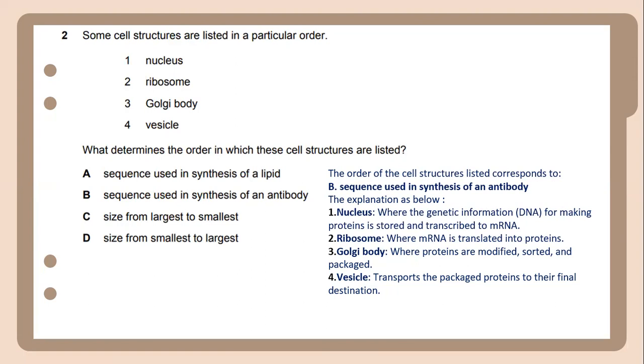as below. Nucleus is where the genetic information, DNA, for making proteins is stored and transcribed to mRNA. Ribosomes is where mRNA is translated into protein. And Golgi body is where proteins are modified, sorted, and packaged. And finally, vesicles is a transport for the package. The vesicle transports the packaged protein to their final destination.